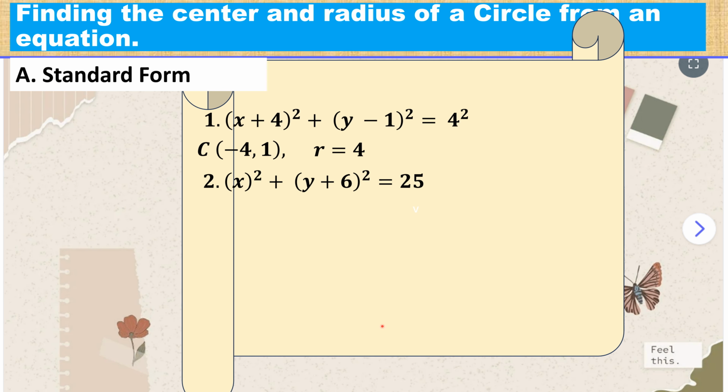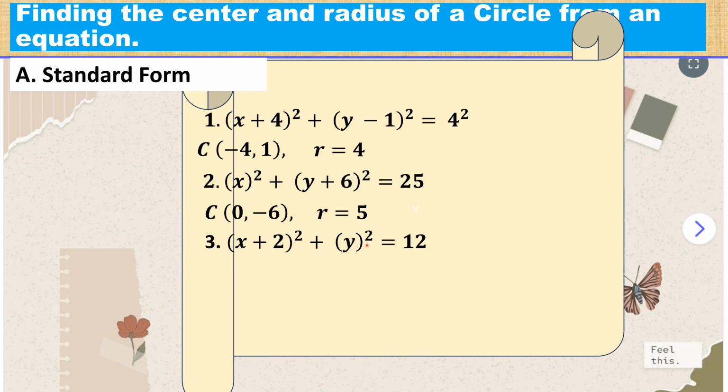And then number 2, as you have seen, we have x squared plus (y plus 6) quantity squared equals 25. So far, our first term, which is x to the power of 2, is only a monomial. So we don't have any second term. It is only represented by x. So that means that the x coordinate of our center is 0. And then the y coordinate of our center is negative 6 from the positive 6 there. And our radius, the square root of 25, is 5.